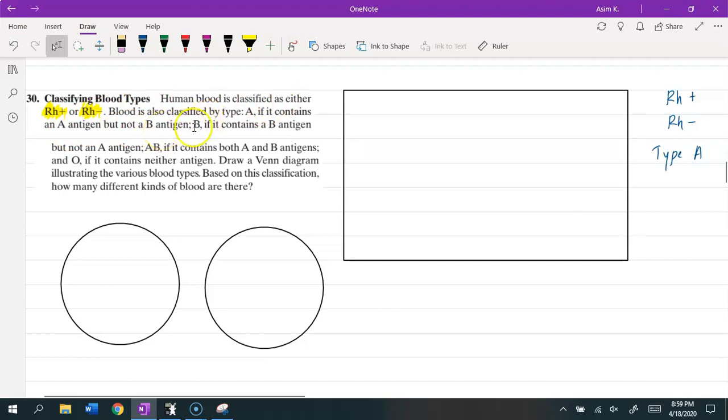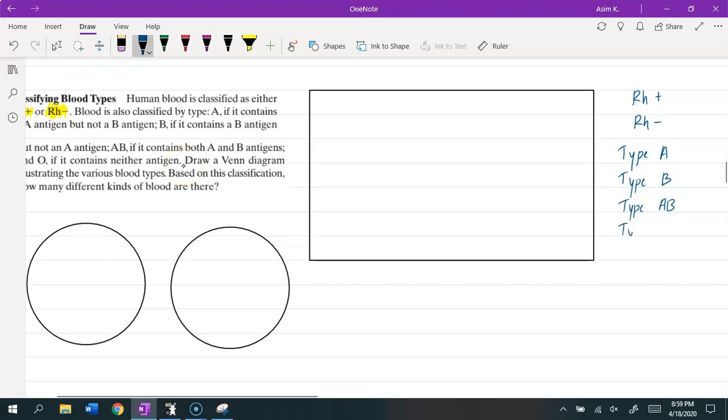Then you can have type B. So type B is our fourth category. If it contains a B antigen but not an A antigen. Then it says the third type is AB if it contains both A and B antigens. So now we have a type that's called AB. And finally, it says O if it contains neither antigen. So there is type O.